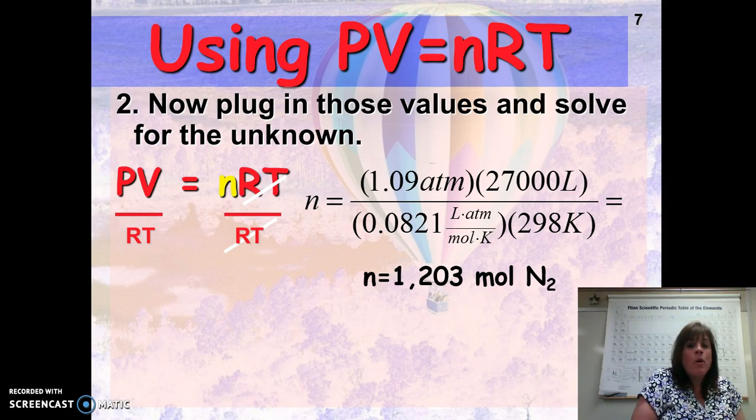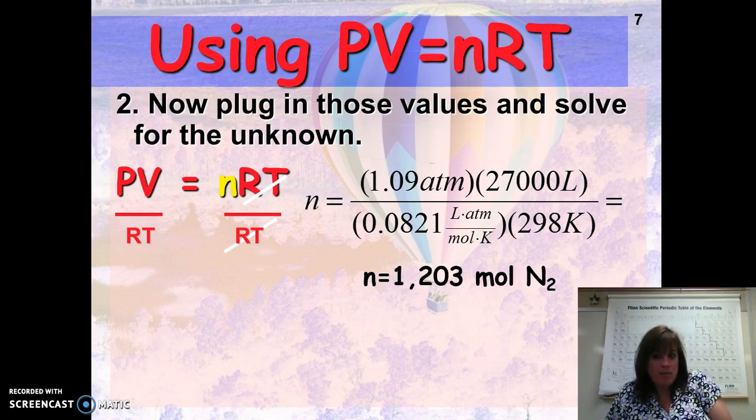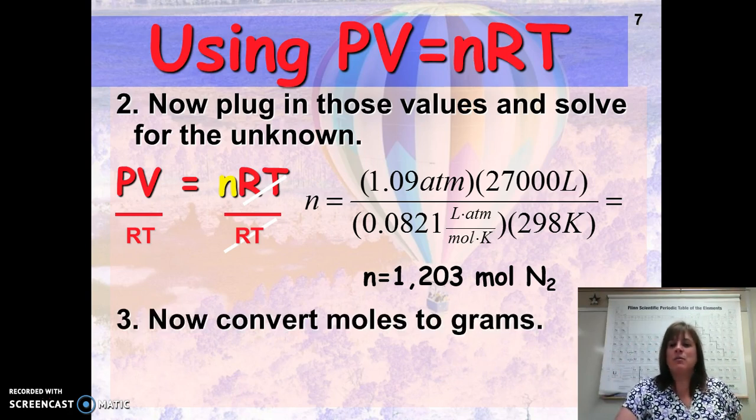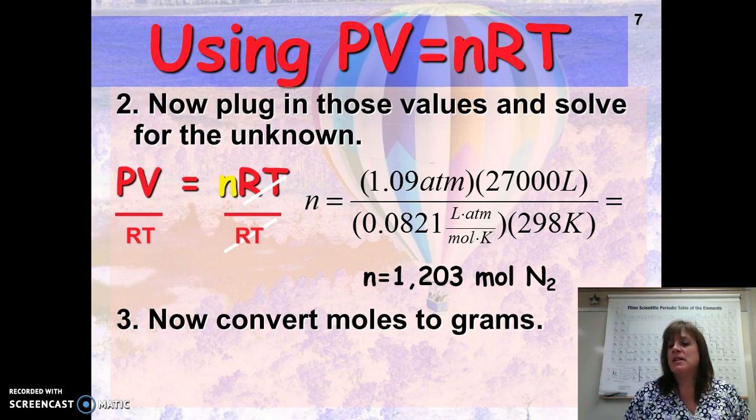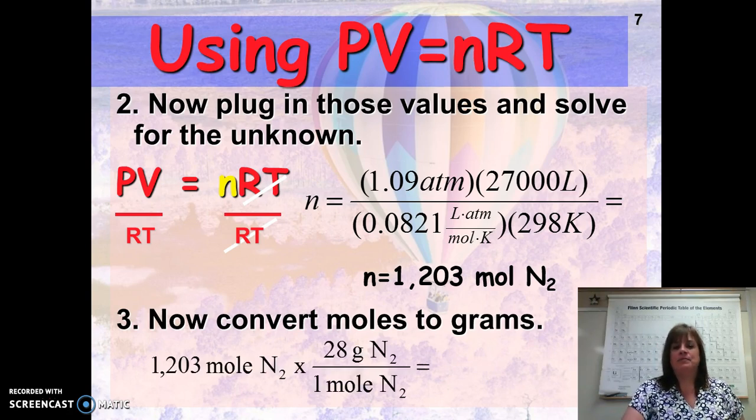So how do we go from moles to grams? Periodic table, but what do we do? Do we multiply or divide? So remember, when we have moles, we multiply. So we're going to convert moles to grams by multiplying by the molar mass of N2. So find nitrogen on your periodic table. Nitrogen's 14. Multiply it by 2. That's 28. So we're going to take 1,203 and we're going to multiply by 28.